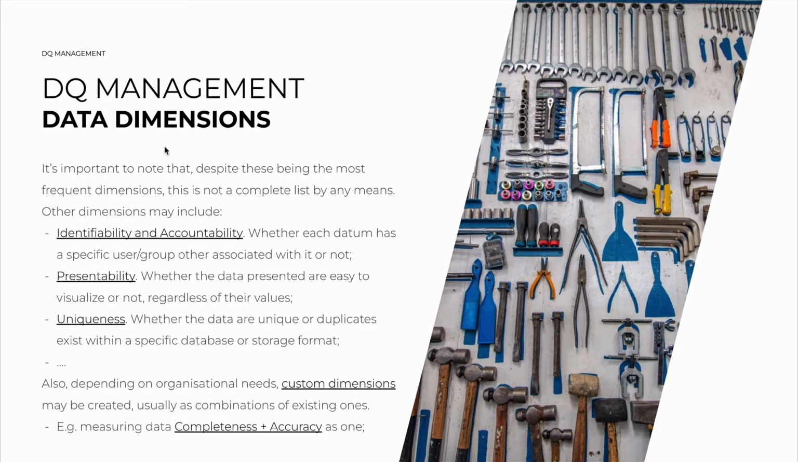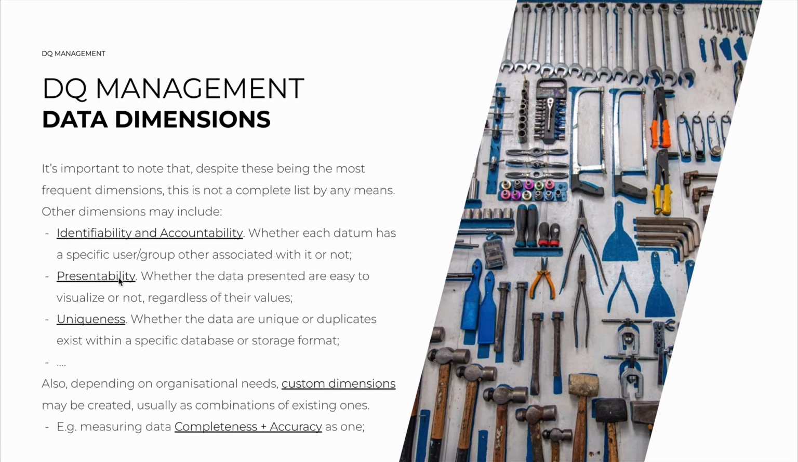It's important to note here that despite the dimensions mentioned being the most frequent ones, this is not a complete list by any means. For example, other dimensions may include, number 1, identifiability and accountability, that is, whether each individual piece of data, each datum, has a specific group or a specific user associated with it or not. For example, this is crucial for data governance. Each dataset must have an owner, period.